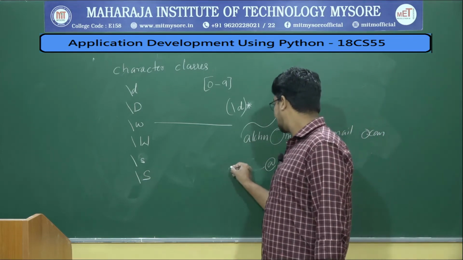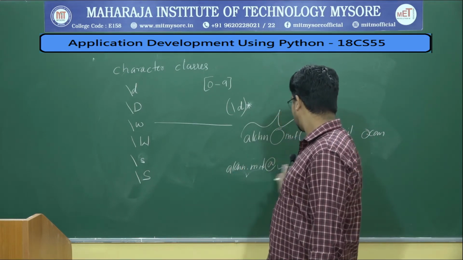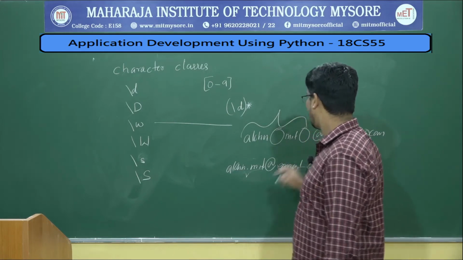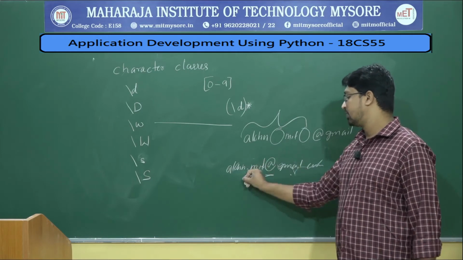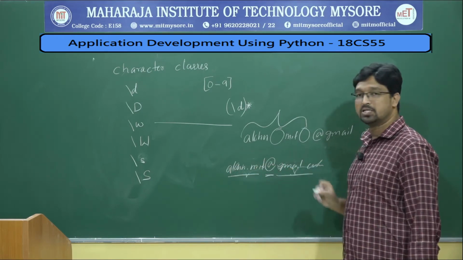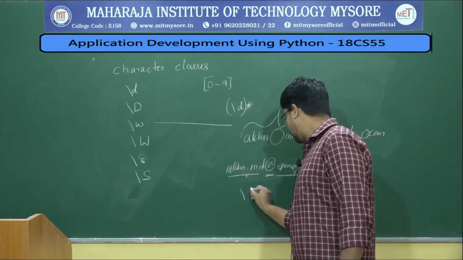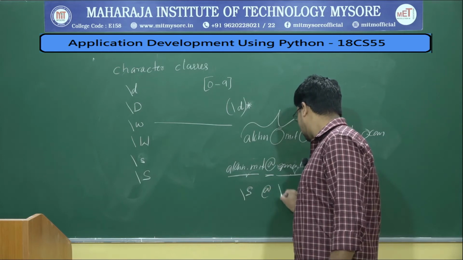So the valid string is akhn.mit without any spaces at gmail.com. So no spaces. At symbol, we have the at symbol. On the right side and left side, we have non-white space characters. How can you rewrite this as a regular expression? So \S+ @ \S+.